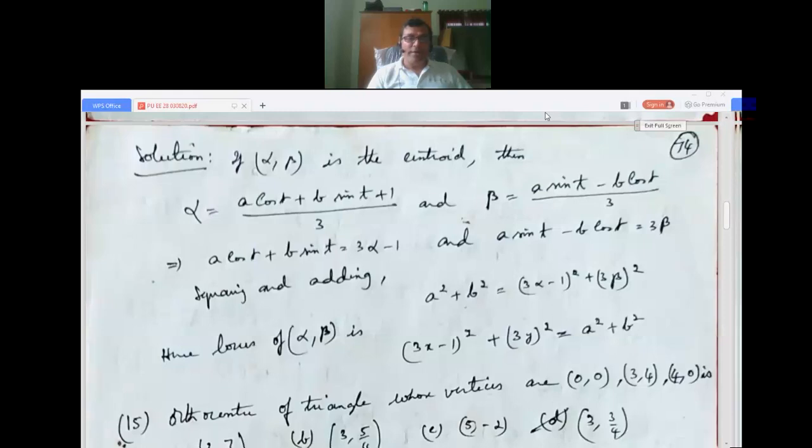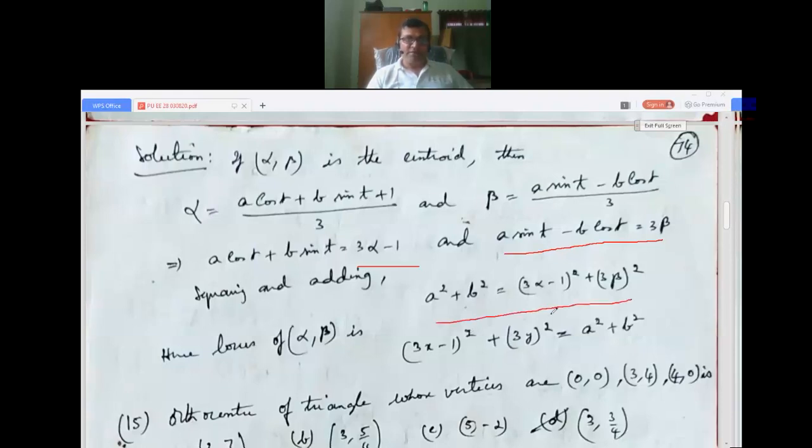If I square and add, here I have to use the (a plus b) whole squared formula. That is a squared cos squared t plus b squared sin squared t plus 2ab cos t sin t, and the right hand side is (3 alpha minus 1) whole squared. Here again I have to expand (a minus b) whole squared: a squared sin squared t plus b squared cos squared t minus 2ab sin t cos t equals 9 beta squared.